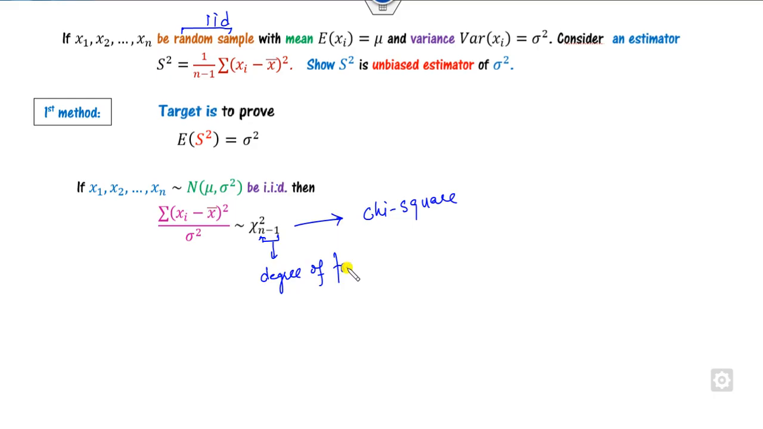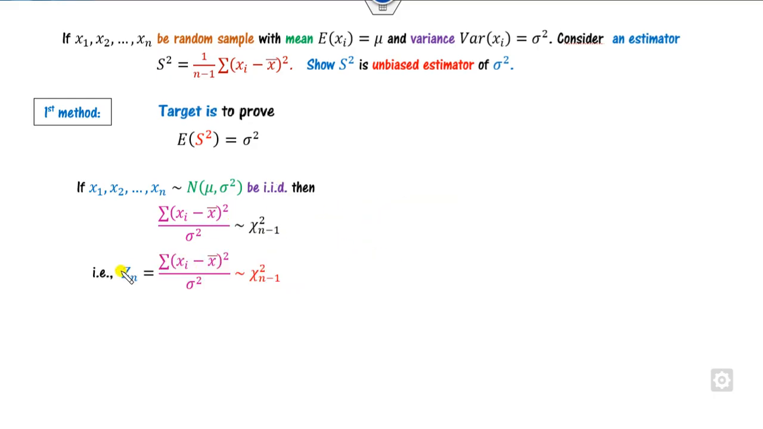Once we know that this follows the chi-square, if I denote this by z, what is the meaning of that? If z follows the chi-square distribution with n degrees of freedom, the expected value of z is the same as the degrees of freedom, and the variance of z is twice the degrees of freedom. So in this case, the expected value of this z is n minus 1 and the variance is 2 times n minus 1.